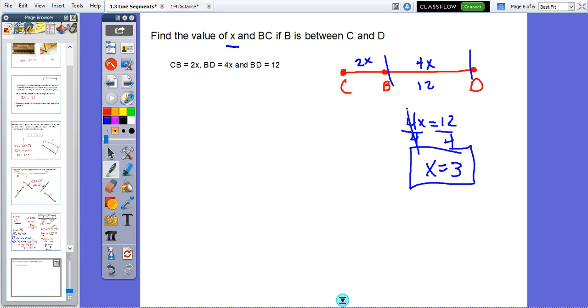That's one answer. Then they ask us, hey, what is BC? So BC and CB are the exact same thing. So the value of CB is 2x. Well, if we know x equals 3, then we can say BC equals 2x. Well, x equals 3, so that means it's 2 times the 3. So the value of BC is 6. So hopefully you got that.